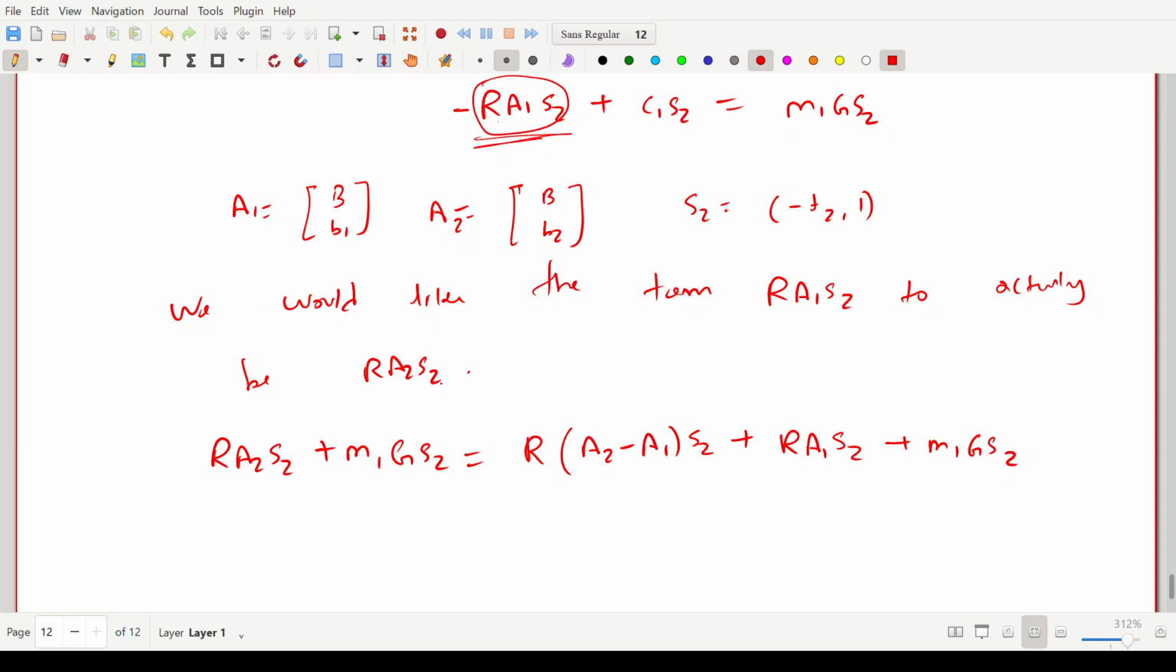Now if you observe this R multiplied with E1, I'll be having R B and this B2, so I'll actually be having this part R times B2 minus B1, plus the A2 minus A1 multiplied with S2, and here I am having this RE1S2 as it is, plus I am having M1 GS2.